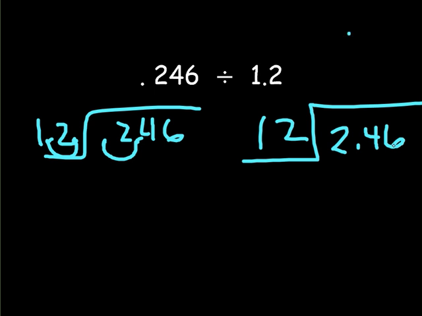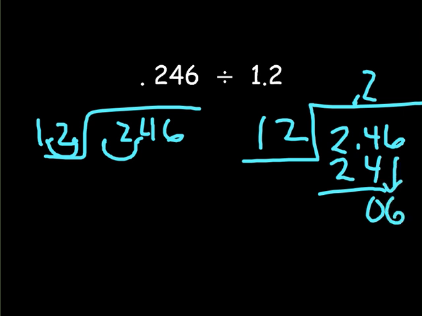When I start a problem with a decimal, I always make sure that my decimals are lined up. I don't really draw a line, but make sure your decimal is exactly on top of the other decimal. So I know that 12 does not go into 2. It does go into 24. So 12 goes into 24 2 times. 2 times 12 is 24. 0. Bring down your 6.